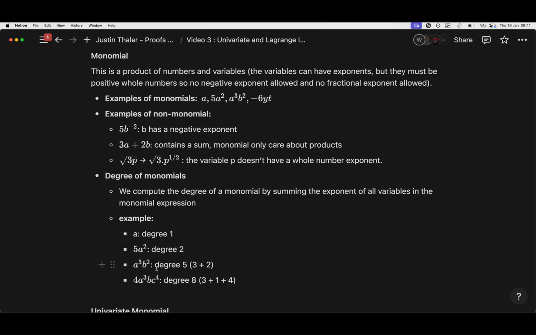And likewise, this one is just 1, 1, 1. So the degree of the polynomial is 1. Make sense? Cool. So that's all. Those are the types of polynomials that we'll be interested in.